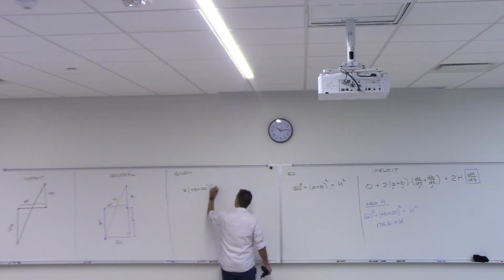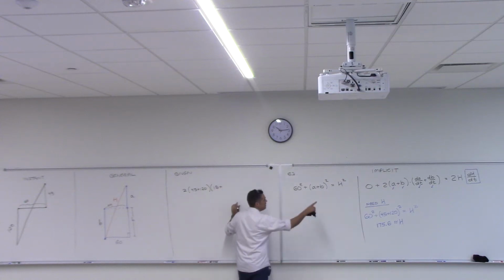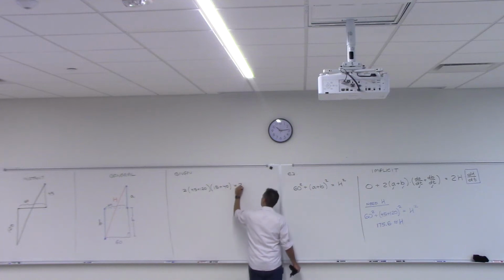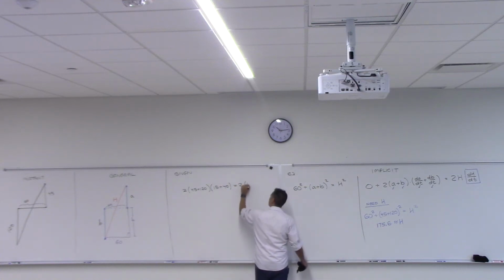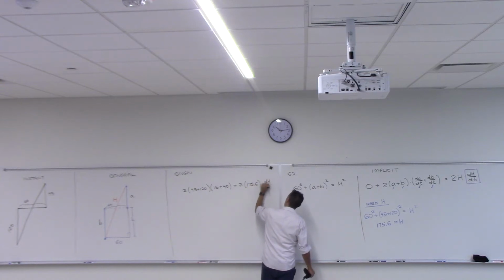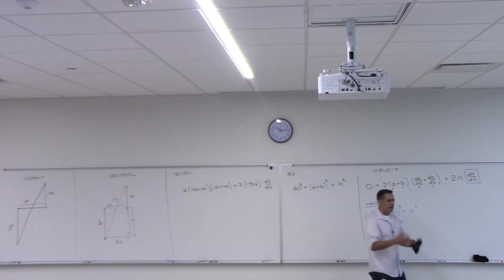I just erased it. Good job, Robert. Plus dB/dt, which was 40. And then that's equal to 2 times H, but we just saw that H was 175.6, and then times dH/dt. So this is the plug and chug step, right? We're just plugging everything in, cranking out an answer here.